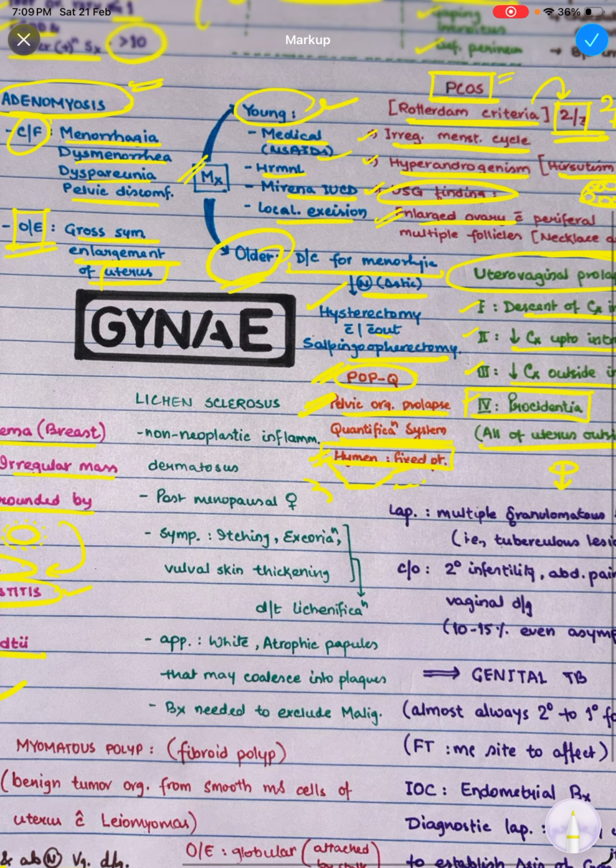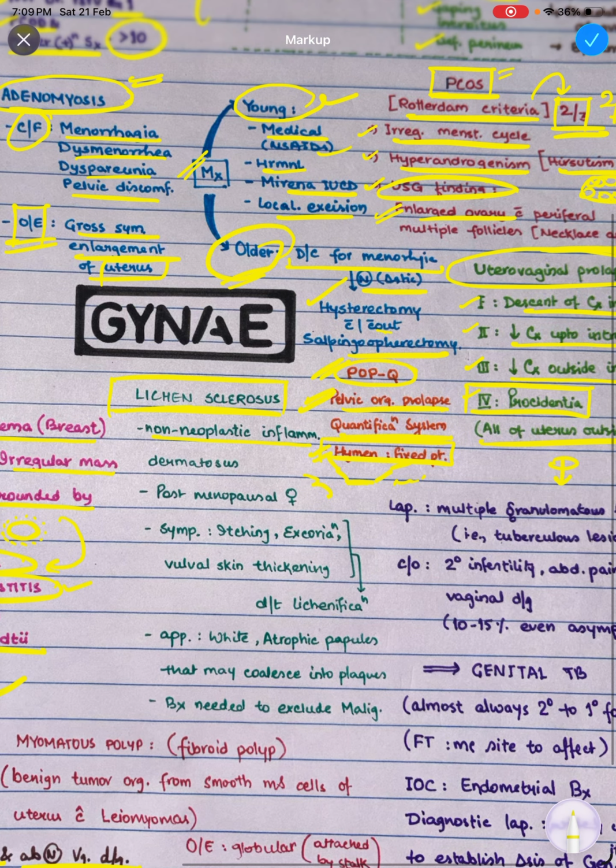A condition called lichen sclerosus has been asked sometimes in medical entrance exams. This is a non-neoplastic inflammatory dermatosis. This occurs in postmenopausal females. Symptoms of this condition are itching, excoriation, and vulval skin thickening, and this is all due to lichenification. It appears as white atrophic papules that may even coalesce into plaques. Biopsy is needed to exclude malignancy in this condition.